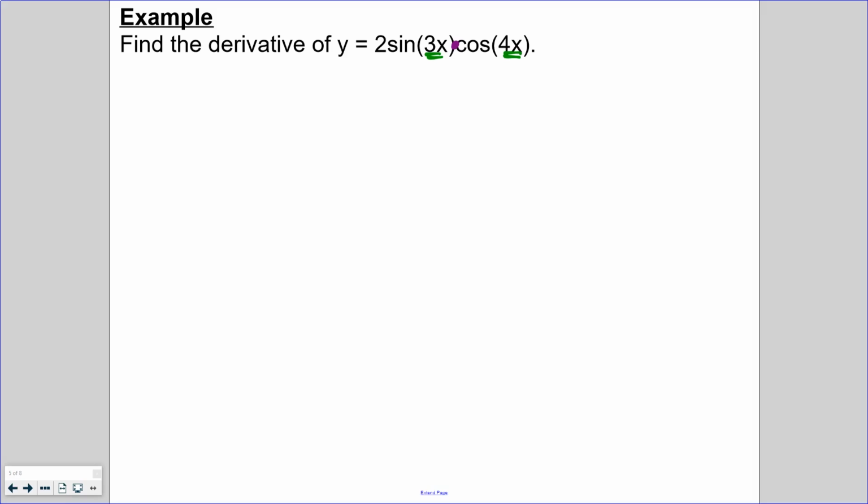So for the product rule, we need to identify a first function, and we'll pull that 2 in with the sine of x to make our first function, sine of 3x. And then we'll make cosine of 4x our second function. And let's just do this as we go along. No training wheels. Two-wheeler bike. All right, so let's see.